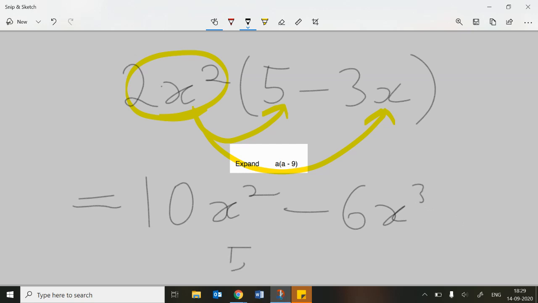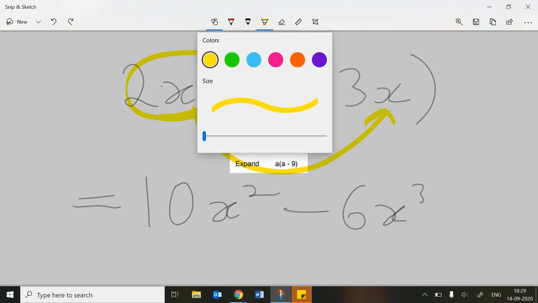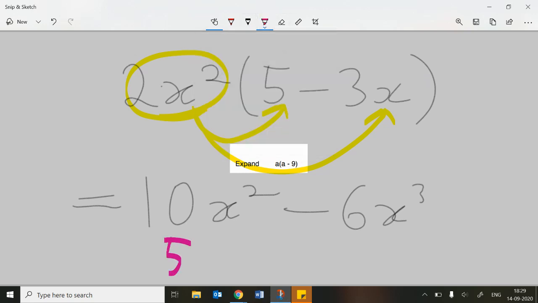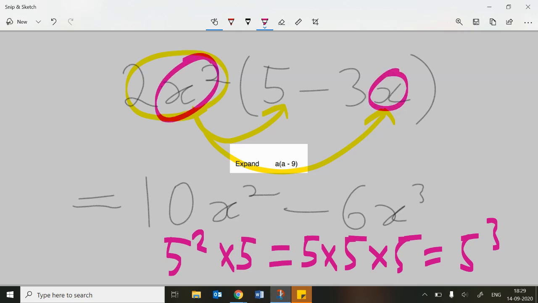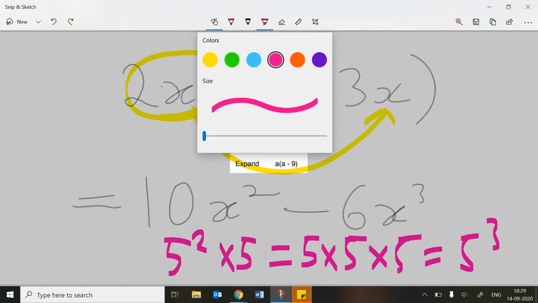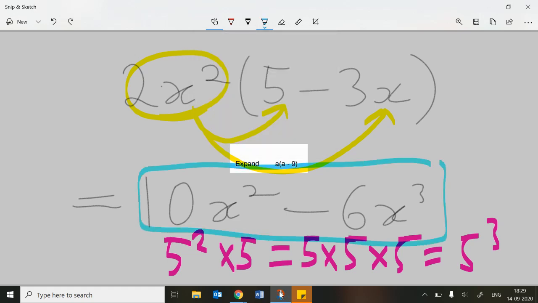Let's try that one out. If I said 5 squared times 5, that would be the same as saying 5 times 5, that's 5 squared, and then times 5 again. So that's 5 cubed. I'm doing the same here: x squared times x gives me x cubed. And the line which you see here is your final answer. That's done. That's super. And we're done on that one.